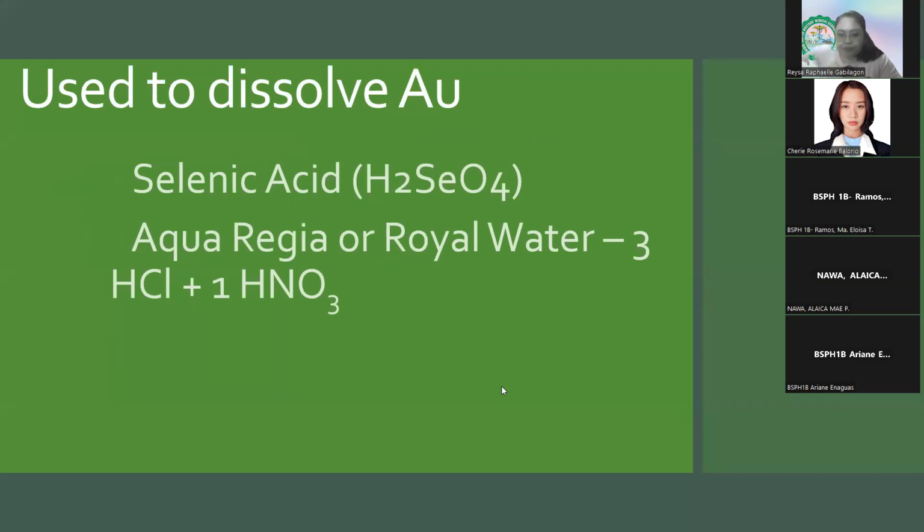Sige. So now, for the laboratory. Of course, gold is a metal. It doesn't just dissolve easily. If you put gold in water, it doesn't dissolve. So what are the substances that are able to dissolve gold? We only have two. The selenic acid, H2SeO4, that's the chemical formula. And then we have a mixture of acids. We call it aqua regia, or the royal water. So you combine 3 parts of hydrochloric acid plus 1 part of nitric acid. That's how we prepare the royal water. And this royal water has the ability to dissolve gold.